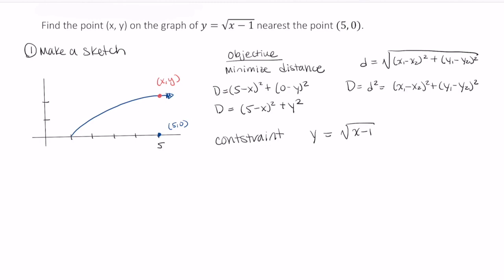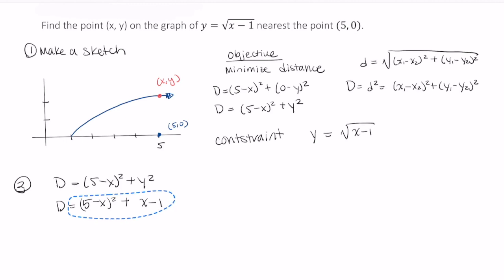Okay, now let's move on to step 2. In step 2, we are going to combine the constraint into the objective function. Our objective, again, is (5 minus x) squared plus y squared. So I can substitute this y, the square root of x minus 1, here, to get (5 minus x) squared plus (x minus 1). Now this is a function of x, so I'm going to make that abundantly clear by writing this as D of x.